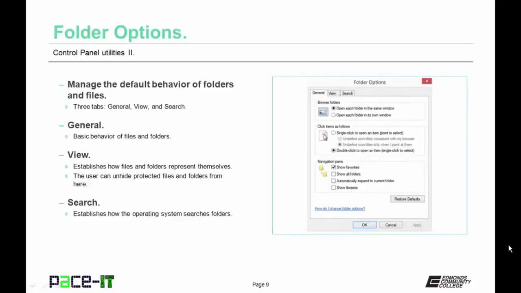The Folder Options utility is of special importance to a technician, and I will get to that here in just a moment. But from here, you can manage the default behavior of folders or files. There are 3 tabs: General, View, and Search. From the General tab, you can make adjustments to the basic behavior of files and folders. From the View tab, you can establish how files and folders are represented. The user can unhide protected files and folders from here. That's the important one for a technician. The Search tab establishes how the operating system searches folders.